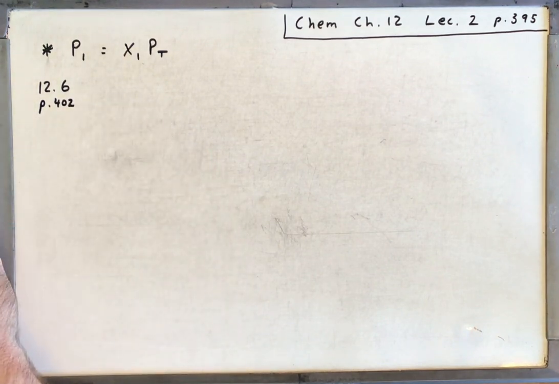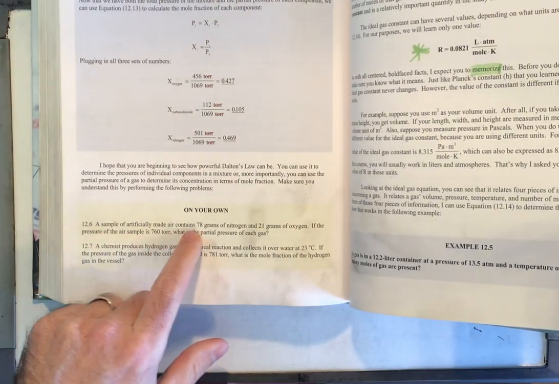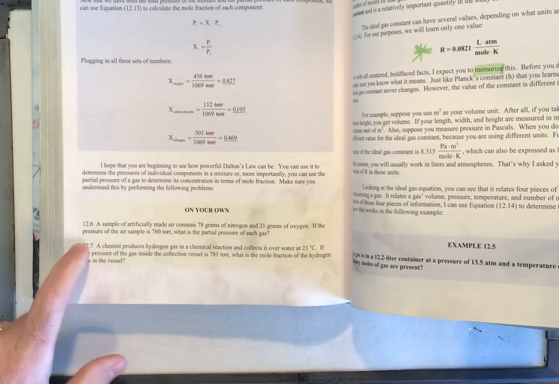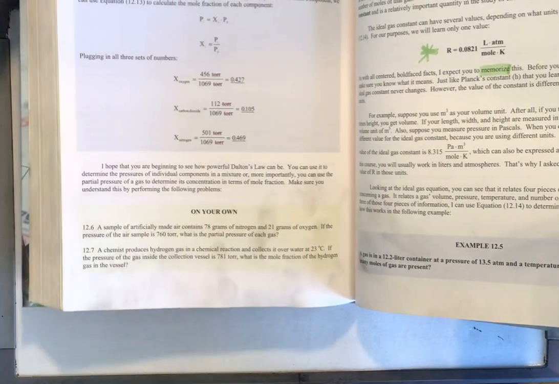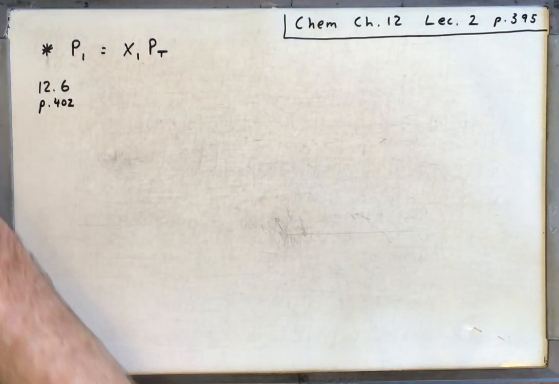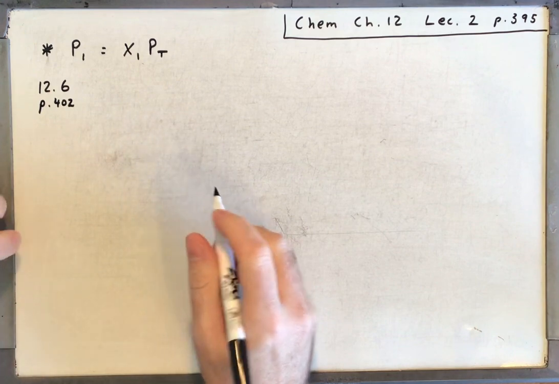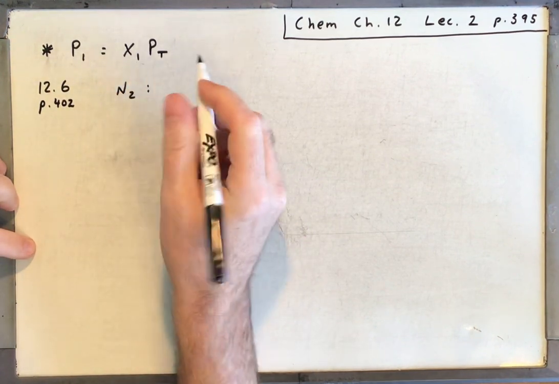All right, 12.6 says a sample of artificially made air contains 78 grams of nitrogen, 21 grams of oxygen. If the pressure of the air sample is 760 torr, what's the partial pressure of each gas? So the total pressure is 760. What's the partial pressure of each gas? Well, we're going to have to figure out the mole fraction first, because mole fraction is part of the equation.